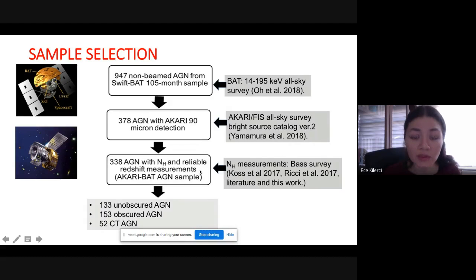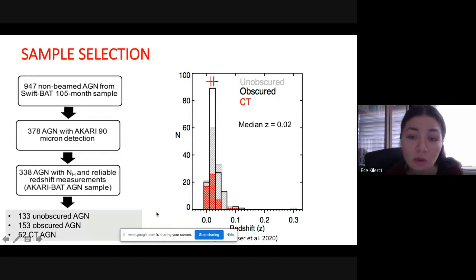Then we wanted to have the NH measurements and the redshift measurements. Then we are left with 338 sources. By using the NH measurements, we classified them as unobscured, obscured, and Compton-thick AGN. So this is a local sample. The median redshift is 0.02.